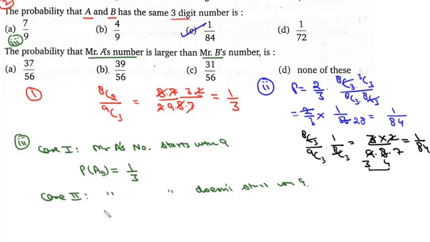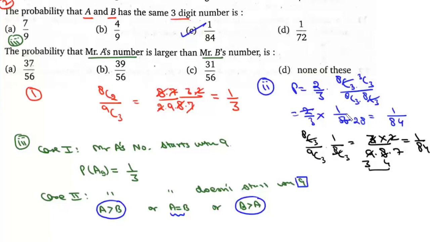Now here we have three cases. Case 1, either A's number will be greater than B's number, or both of them will choose the same number, or B's number will be greater than A's number. From symmetry we can say that the number of elements in this first case will be the same as the number of elements in this second case.